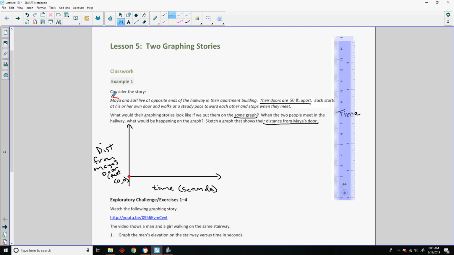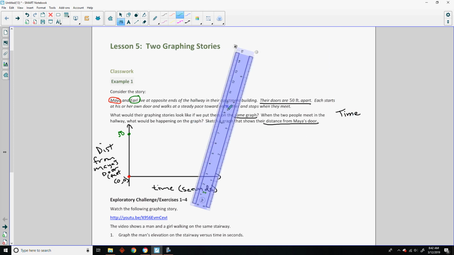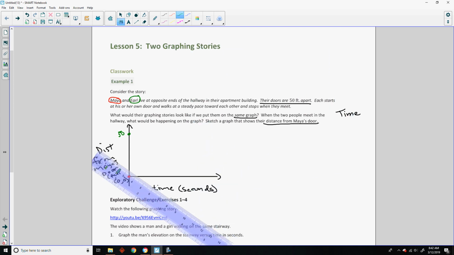Everybody agree with that? So I'm going to graph Maya's in red, and I will graph Earl in green. Since Maya's at her door, the distance from her door is zero. Earl is up here, and that would be 50 because it tells us their doors are 50 feet apart. So he's 50 feet from her door. As time goes by, he's getting closer and closer to 0 feet from her door, and she's going further and further away from her door. So the graph, therefore, would look like this.